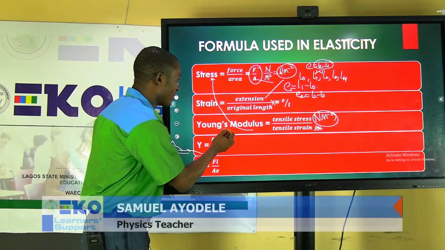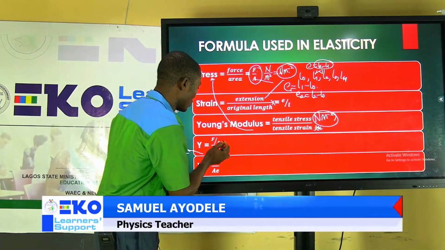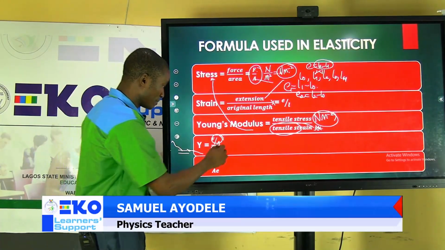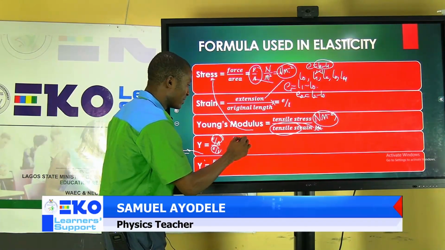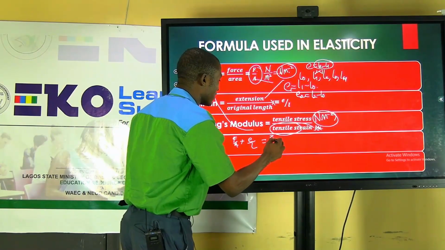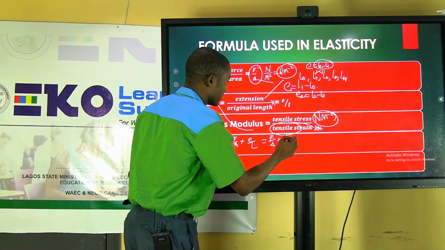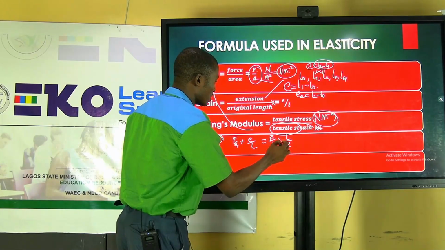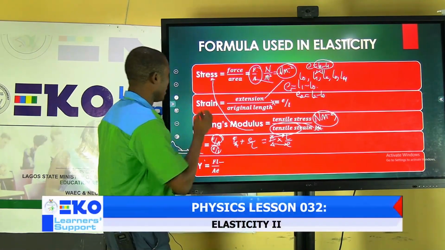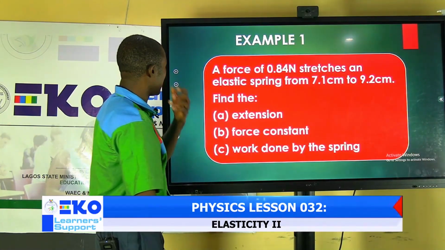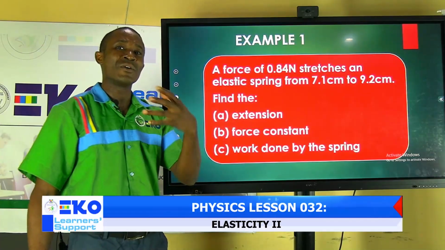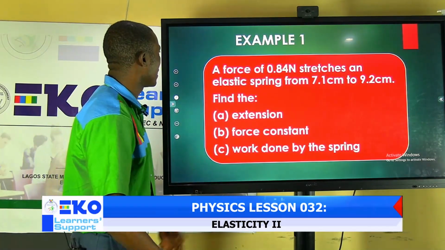Now, from this Young's modulus, tensile stress, which is force over area, tensile strain, which is extension over original length. Force over area divided by extension over original length gives you force over area times original length over extension. So F times L gives you FL, A times E gives you AE. So let's look at how we are going to apply this formula in solving mathematical problems.